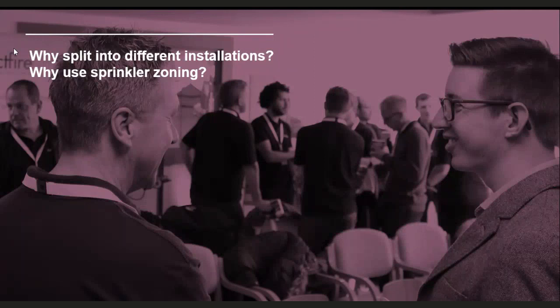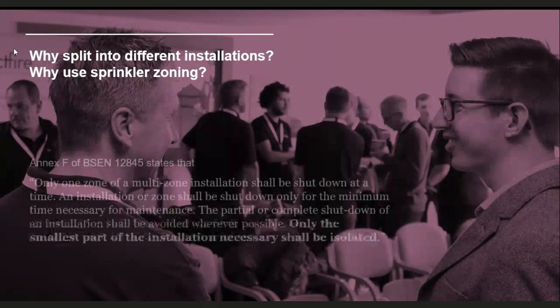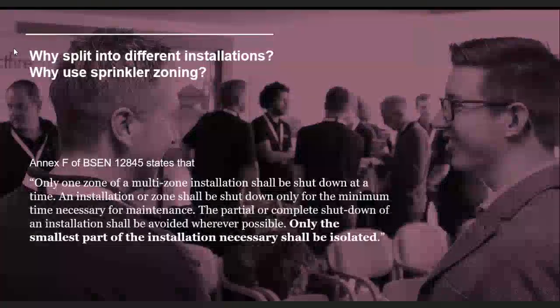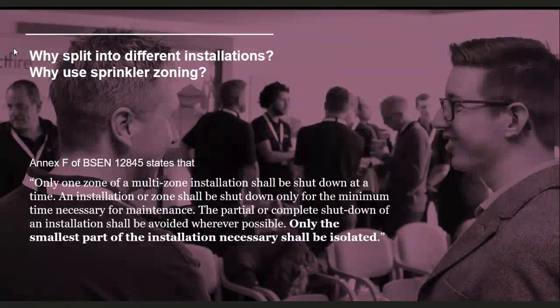And that's the same thing regarding the zoning. I've got a quote here from Annex F of 12845, which says only one zone of a multi-zone installation shall be shut down at a time. An installation or zone shall be shut down only for the minimum time necessary for maintenance. Partial or complete shutdown of an installation shall be avoided wherever possible. Only the smallest part of the installation necessary shall be isolated.